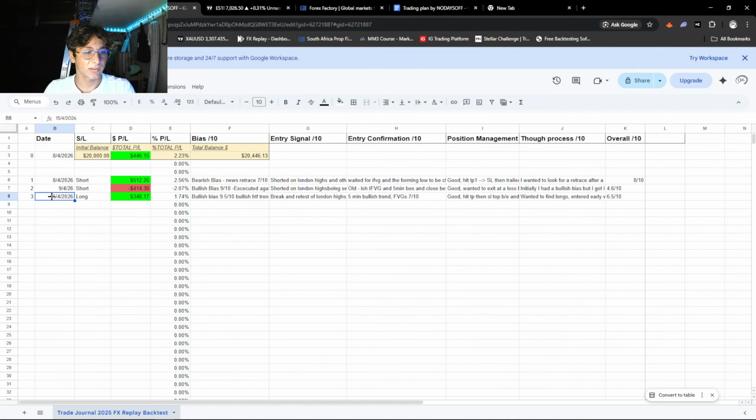Okay, so today we took a long. It was a 1.74% win. I had a bullish bias, which was a good 9.5. Honestly, a 10 out of 10 bias. Bullish bias, correct. The higher time frame trend and the low time frame trends became bullish.